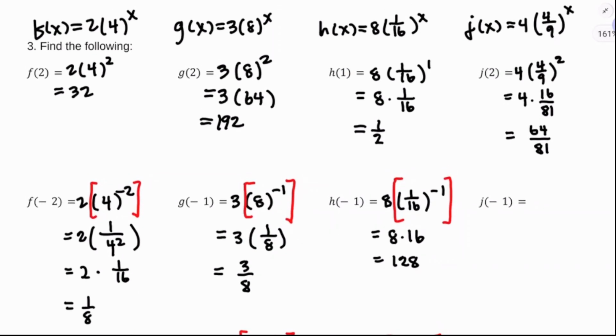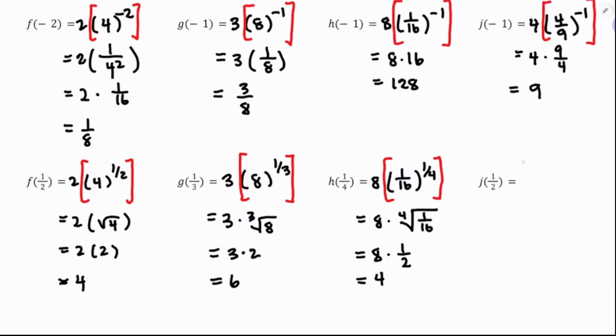Okay, j of -1. I'm glad we're getting this practice in. This is important. So 4/9 to the negative first power. And remember, the negative first power flips the fraction, so that's going to be 9 divided by 4. So 4 times 9 is 36 divided by 4 is 9, or you could just cancel off the 4's, and either way, that's going to be 9.